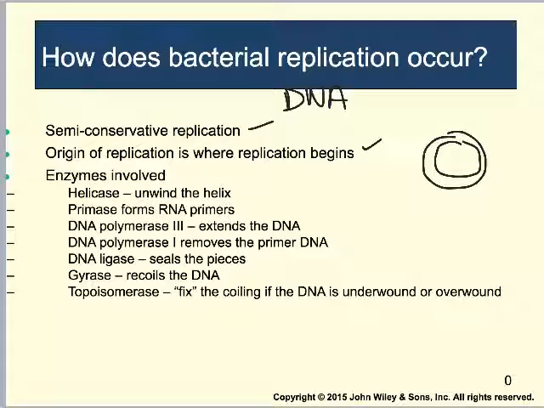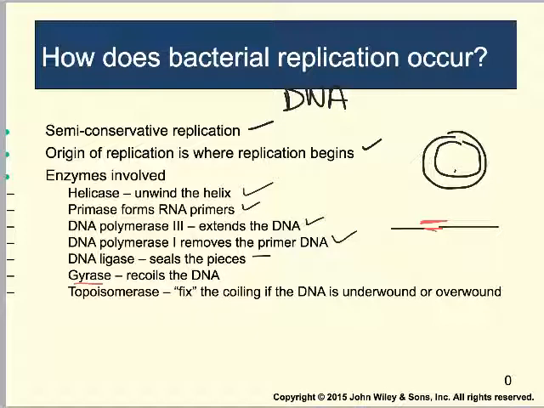So they have helicase, and helicase is going to unwind the double helix so that we can copy the DNA. Primase is an enzyme that's going to form RNA primers to get the DNA replication started. DNA polymerase 3 extends the DNA, so it builds it. Polymerase 1 removes the primers because we don't need them anymore. Ligase is going to glue our pieces of DNA together, so it kind of seals it up. I always just think of it as a glue stick.